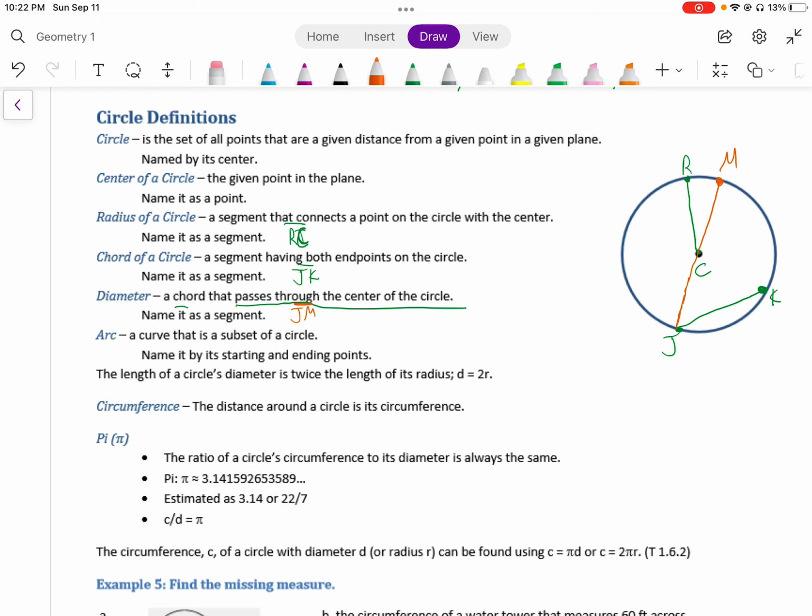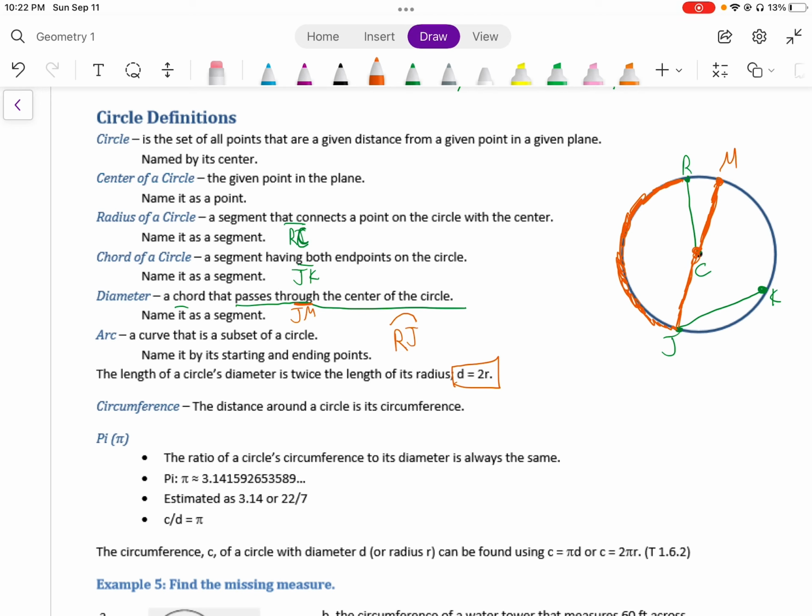And an arc is a curve that is a subset of a circle. So here's the circle. We want a subset of it. It's a curve, so it's continuous, so we could stop there, and we would call that one RJ. And you put a little arc over it like that. Realize that a diameter is 2 times the radius. So if we look at our orange diameter here, there's a radius and another radius. So diameter is 2 times the radius.